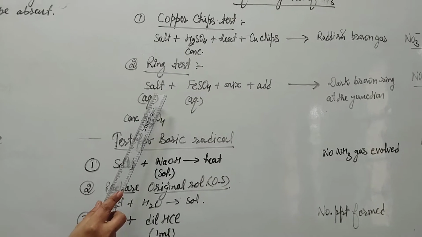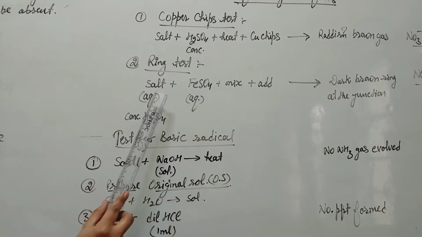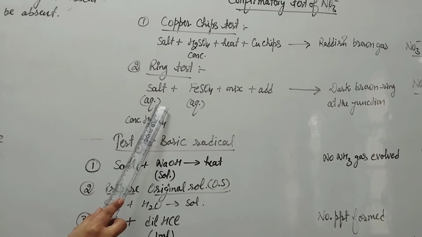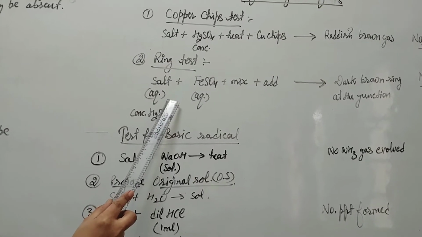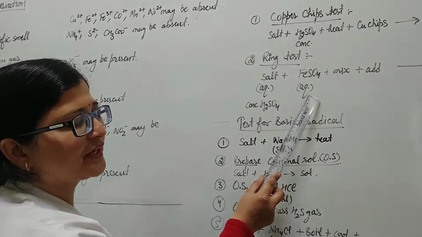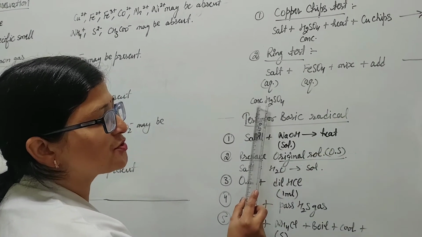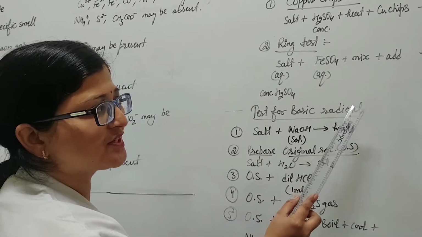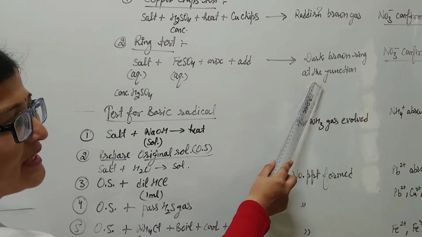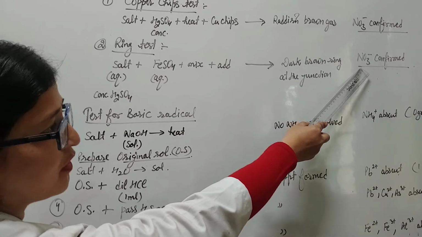In the ring test, we will take the salt and add the ferrous sulfate. Here we will take the aqueous solution of salt. Aqueous means we dissolve the salt in water and prepare the solution. After that, we will prepare the ferrous sulfate aqueous solution, mix it, and then add the concentrated H2SO4 from one side. A brown ring is present at the junction. It shows that nitrate ion is confirmed.